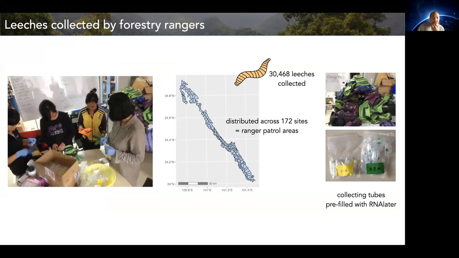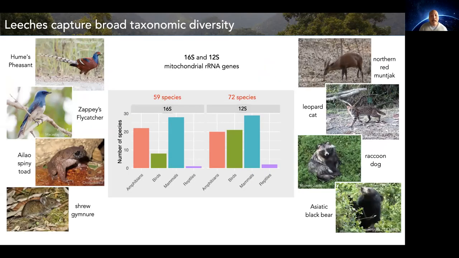The way we did this was we issued collecting tubes with RNAlater to 160 or so park rangers, and they did their patrols and ended up collecting about 30,000 leeches in 2 months. And then our lab just choked on it for a while. Then we amplified the 12S gene and the 16S gene, and you can see we get a whole range of vertebrates, from ground-dwelling birds, perching birds, frogs, and large and small mammals.